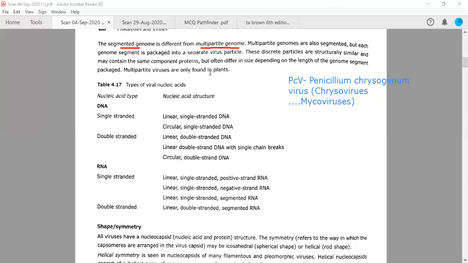Multipartite viruses are only found in plants. Generally, they infect plants. They generally do not infect other organisms, for example us or animals. So you need to remember a few things, then we will move to another discussion.